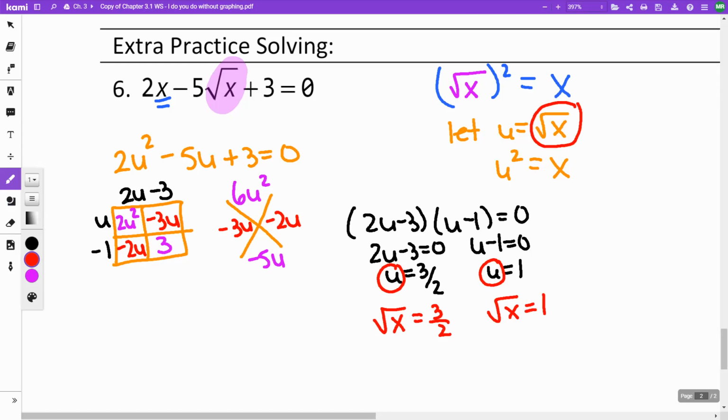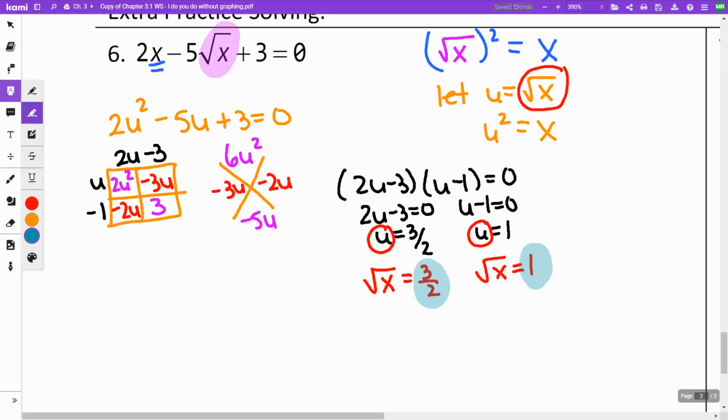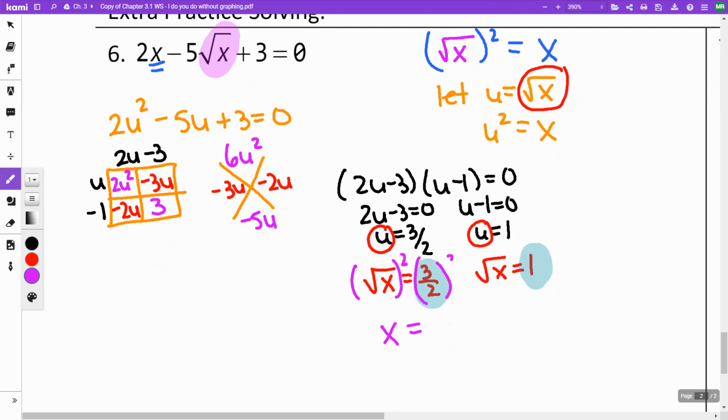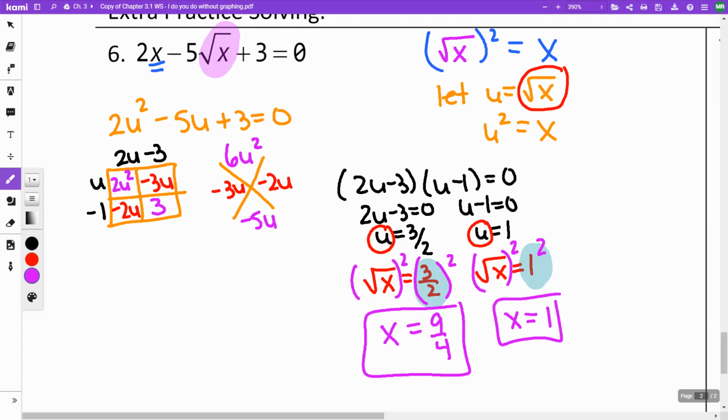Now, in this situation, I don't have a negative, but whenever you have a square root, you want to check to see if this number here is negative or positive. If it's negative, no solution, because we want the principal root, which is the positive root. In this case, it is positive in both cases, so I am going to square both sides. So I'm going to square this side and I get x. I'm going to square this side and I get 9/4. So that's going to be one answer. Here I'm going to square this and I get x. And then when I square my 1, I get 1. And those are my two answers.